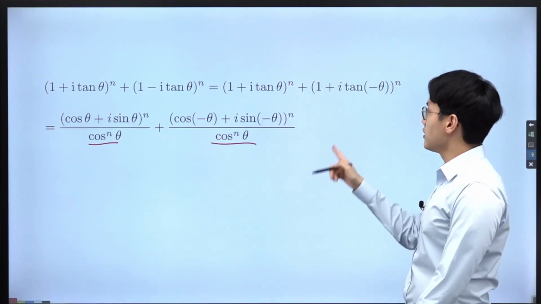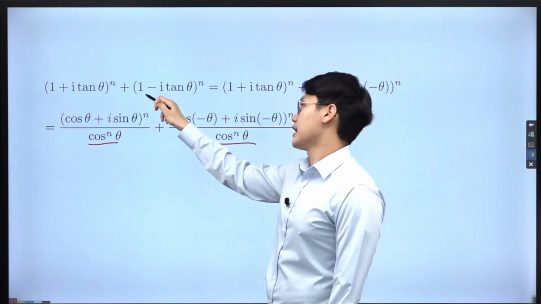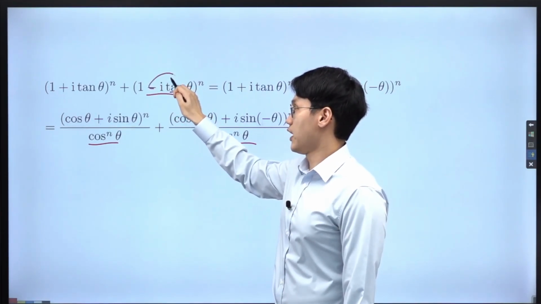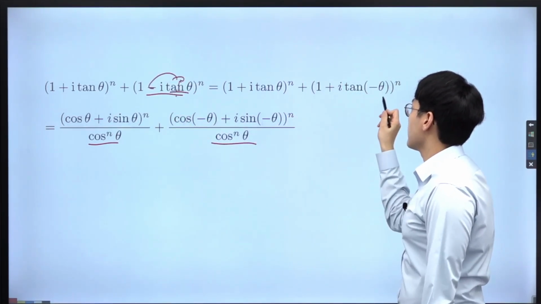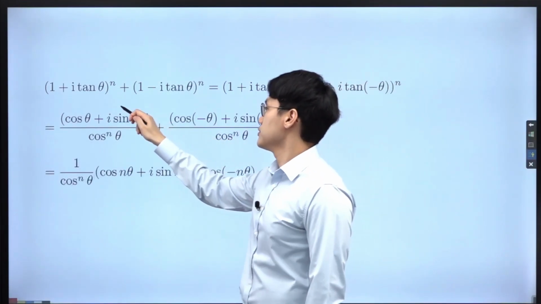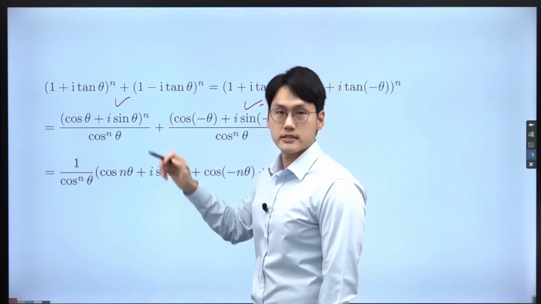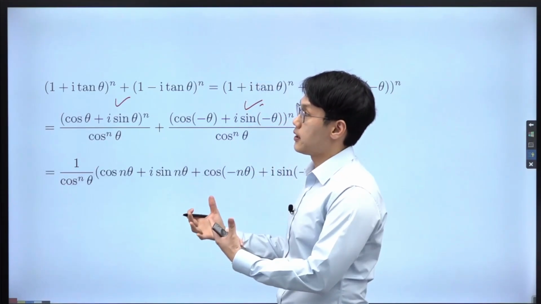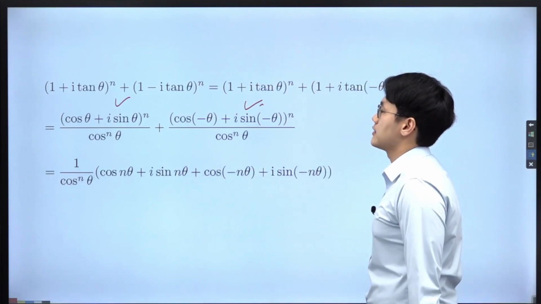Okay, that's great. And realize that for 1 minus i tan theta, because tangent is an odd function, we can send it to the argument being negative, right? Because of the odd function property. And now we can directly use the DMT there because it's in the cis form, right? The real part is in the cosine, the imaginary part is in sine, so I put that in the cis form.